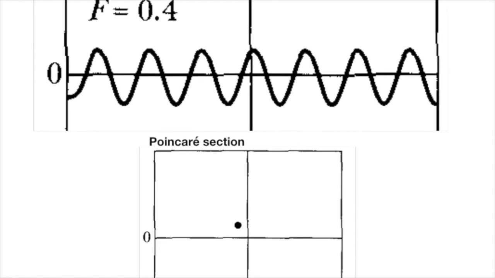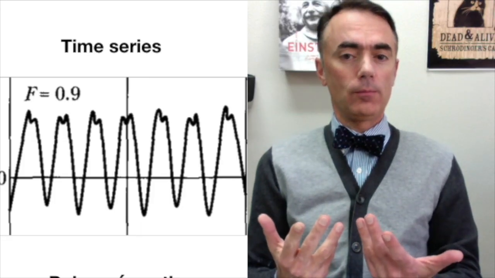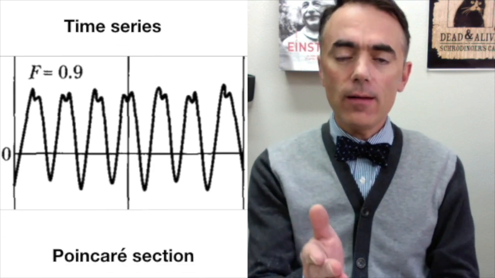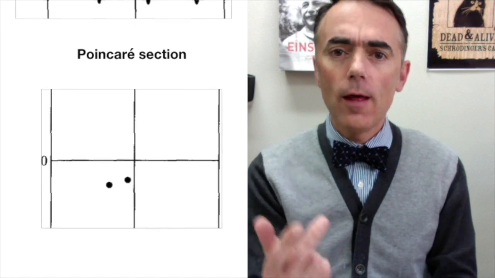Yes, just a dot in phase space. Every period the system is in exactly the same spot. Think now of a periodic motion of period 2. Then this stroboscopic movie will be 2 dots in phase space.